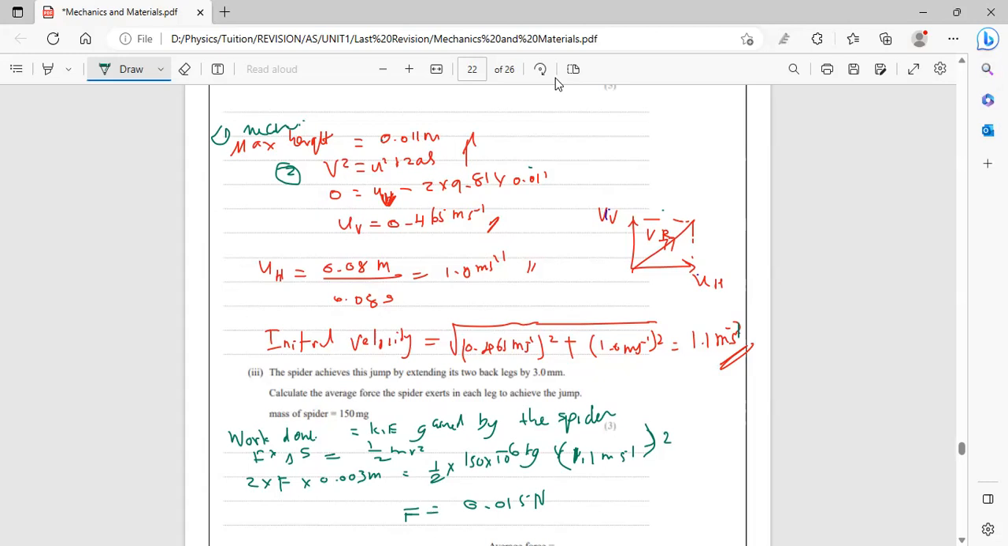Excuse me, sir. Sir, can't we consider the elastic strain energy when we consider the work done by the spider's legs, because they say the legs are extended? Do we have information to consider elastic energy? So could we take the extension as 3 millimeters for each leg?